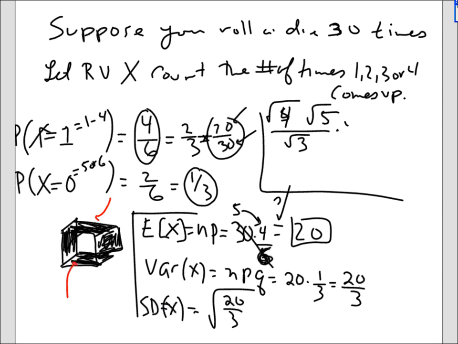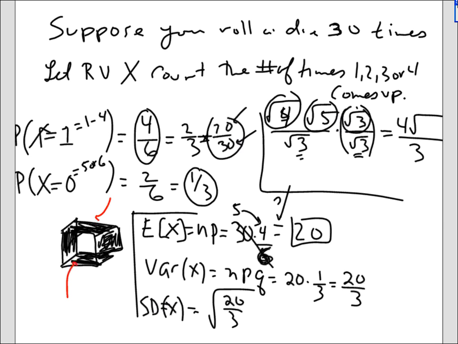Now one other thing, I don't like square roots on the bottom, so I'm going to multiply by 1. And why did I pick square root of 3 over square root of 3? Very simple reason. The square root of 3 times the square root of 3 is 3. It doesn't have any square roots anymore. Square root of 4 is 2. The square root of 5 times the square root of 3 is the square root of 5 times 3. 5 times 3 is 15. And 2/3 does not reduce, so that is the standard deviation. 2 square root of 15 divided by 3.